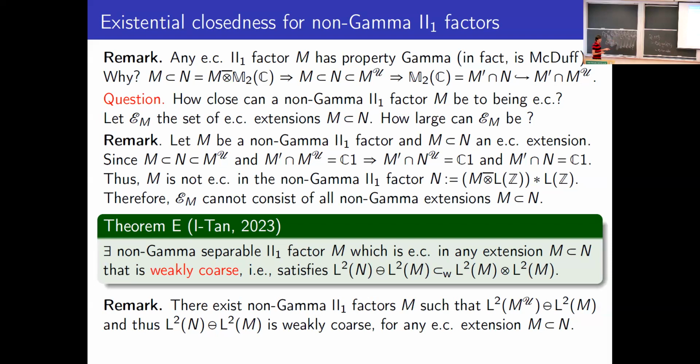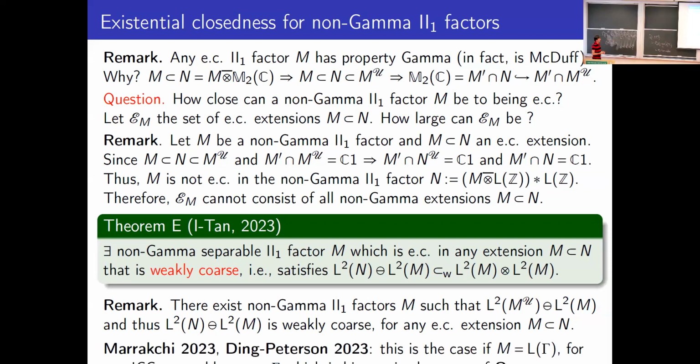And what are these non-gamma II1 factors? This is also very recent. Independently, in this preprint of Amine Marrakchi, and also in work in preparation by Ding and Peterson, it follows that this is the case if M is L of Gamma, where Gamma is any ICC countable group which is bi-exact in the sense of Ozawa. The class of bi-exact ICC groups includes all ICC hyperbolic groups such as the free group on at least two generators. So this is quite a large family that has this property. Of course, those are also not existentially closed, but yeah, they do have a very strong property.